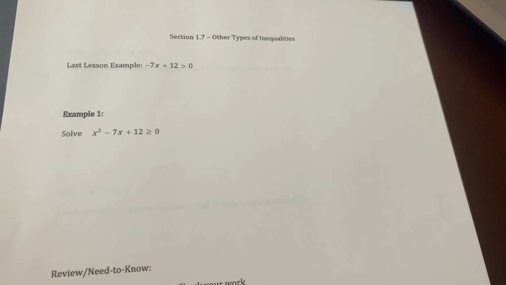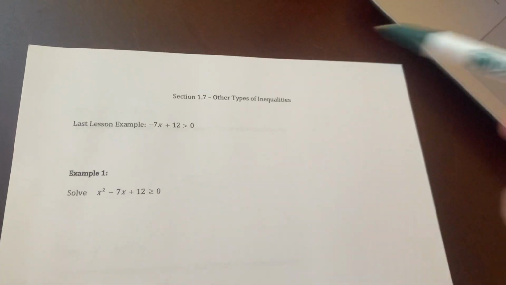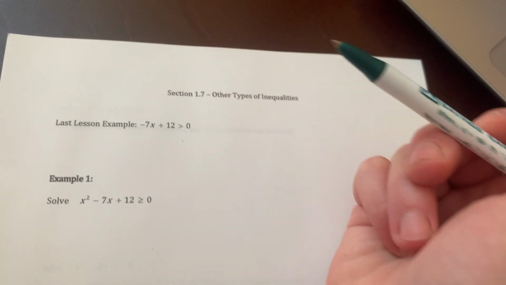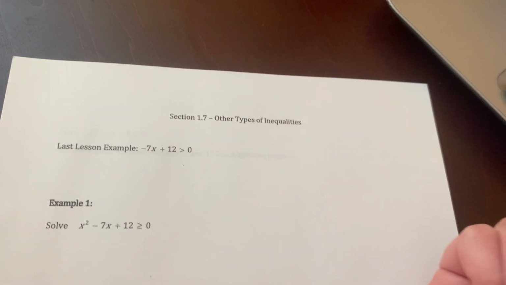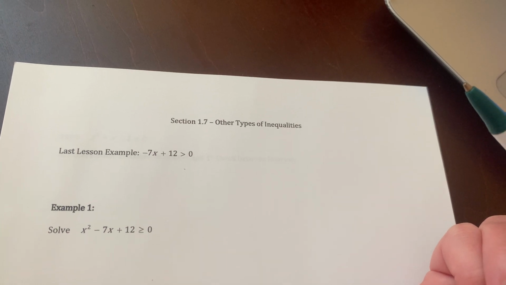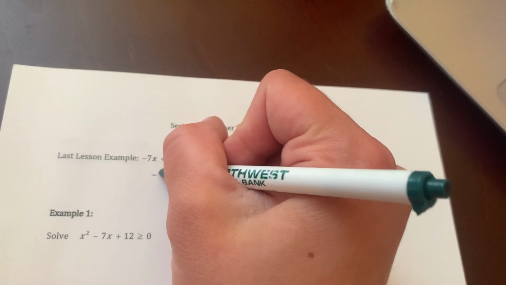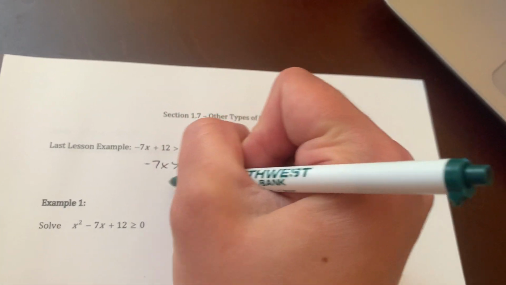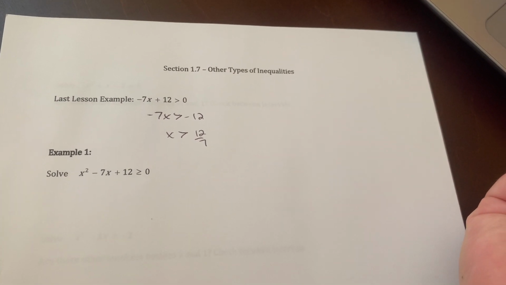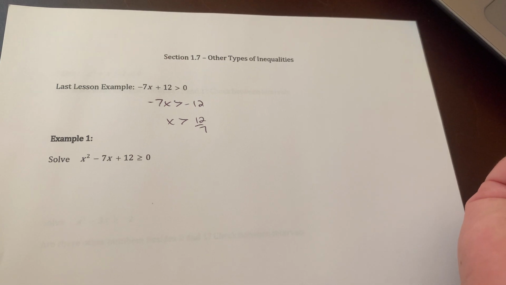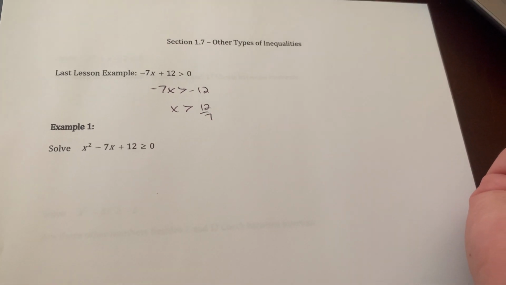So in the last chapter or section, we talked about solving inequalities. When this expression is greater than 0, we want to know when. So if we solved like normal, we would say when x is greater than 12/7, or the decimal, that's when we're greater than 0.